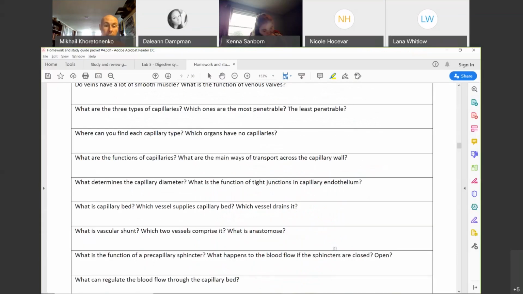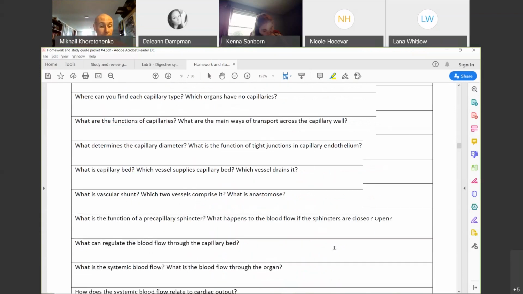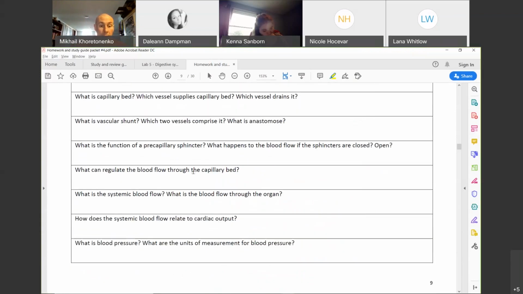Function of the precapillary sphincter is to regulate the blood flow through the capillary. If they open, blood gets into the capillary. If they close, blood doesn't get into the capillary. What can regulate the blood flow through the capillary bed? Tissue requirements. Okay. Concentration of oxygen, concentration of CO2, pH, myogenic responses, which we'll get to.